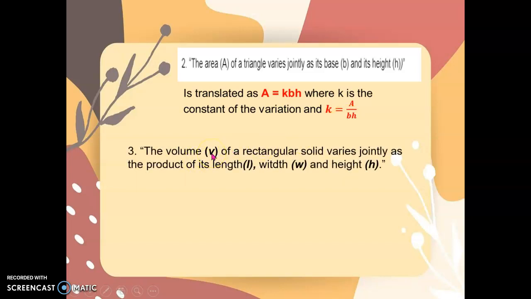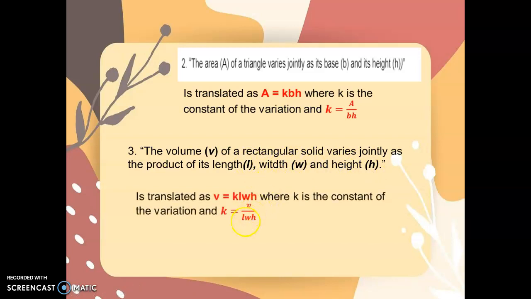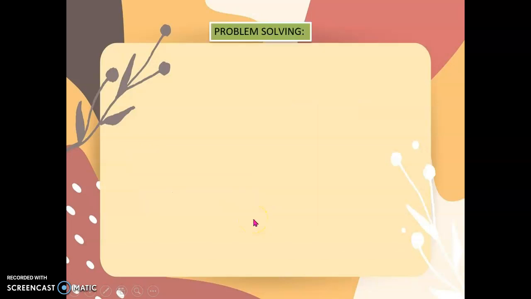Next, 3, volume. Dito naman nagkaroon na siya ng 3 variables, no? Kasi sabi nga kanina, it may be 3 or more variables. So, the volume varies jointly as the product of length, width, and height. Sama ulit natin si K. So, V is equal to K times length, width, and height. Kasama pa rin si constant. And then, para makuha natin ang constant, divide lang natin ito by length, width, and height. Therefore, the constant K is equal to V over LWH. Simple as that.